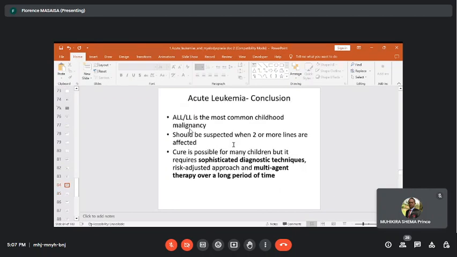That's all for leukemia. I think we can stop there for today, and we continue tomorrow from 8:30. If there's any question, we can answer it. But if there's no question, we continue tomorrow. Any question? So I see there's no question. We go for tomorrow. I wish you a nice evening.